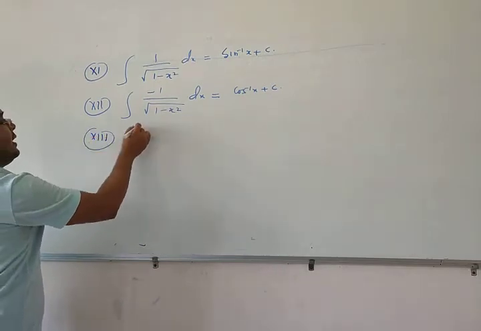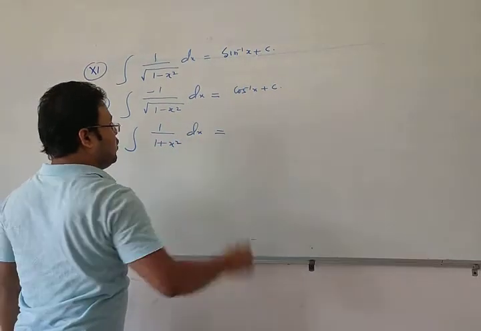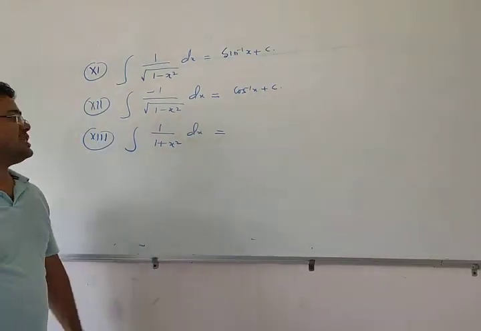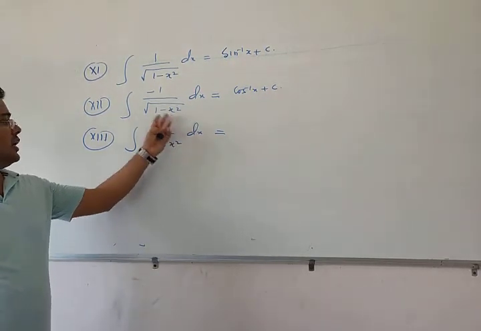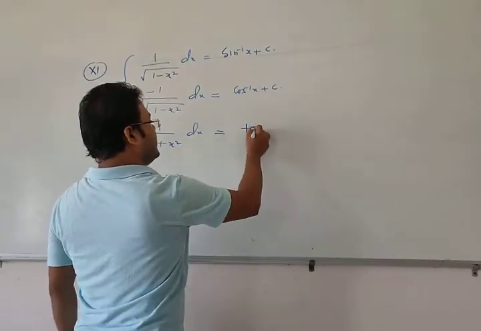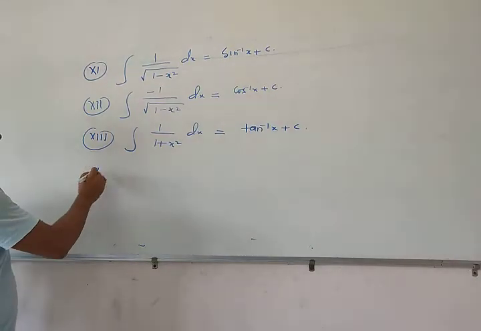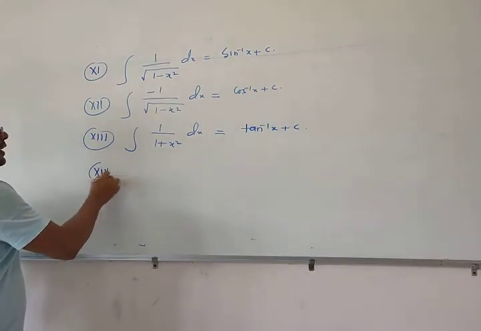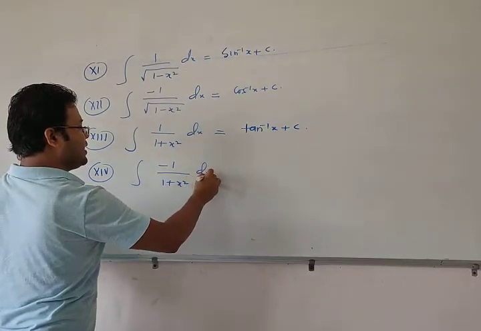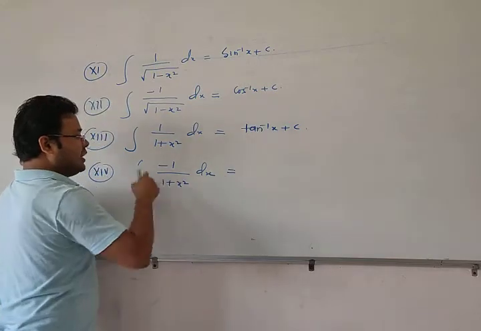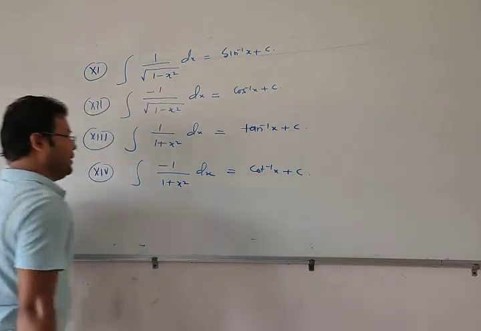Next, integration of 1 by 1 plus x square with respect to x. We already know that the differentiation of tan inverse x is 1 upon 1 plus x square. So the integration of this is tan inverse x plus constant term c. Next, number 14, integration of minus 1 upon 1 plus x square with respect to x. So the integration of this is cot inverse x plus constant term c.